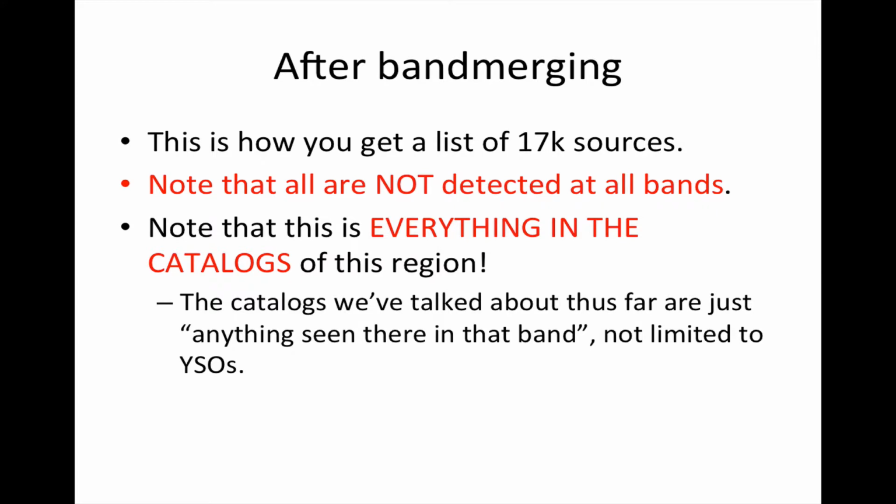So in the end, then, in that green square that we care about, there's 17,000 sources that have detections at least one band. But it's important to know that not every one of those 17,000 sources is detected at all bands. And those 17,000 sources are everything in the catalogs. Probably has nothing to do with Cep C, particularly. Be foreground, background, okay? So it's just everything in this region. So it's not just the young stars, it's everything in that region.